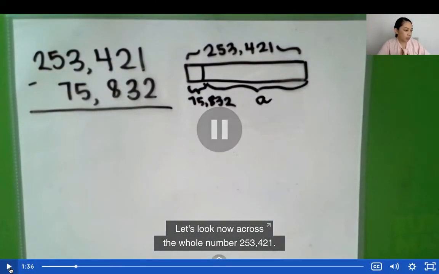253,421. So before we move on, I just want to explain that she is using this concept of a tape diagram to help us remember to go back and check our work. So we have our whole, which is our larger number. The part is what we're subtracting, and we're trying to figure out what is left. So what is left would be our difference.